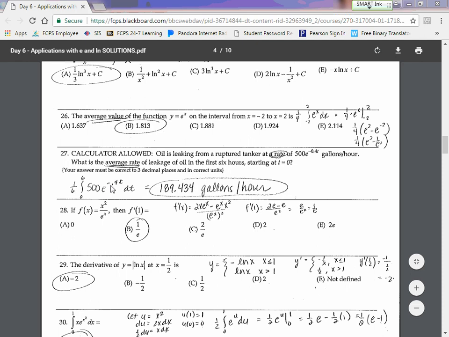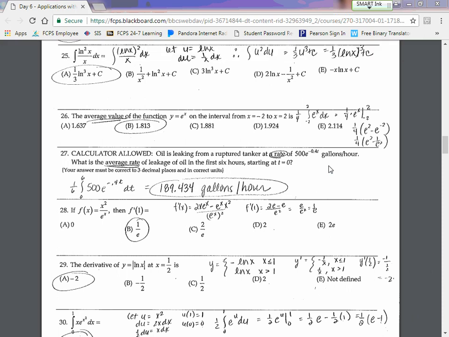Now 27 is just a little bit different in that it asks for the average rate of leakage of oil. It's still asking for the average value, but the function we're working with is our rate. And our function is 500 e to the negative 0.4t. So that is my rate function. That is what I'm integrating. And once again, it's 1 over b minus a times the integral of that function. So we will do more with that next unit, but that's really all the average value is.